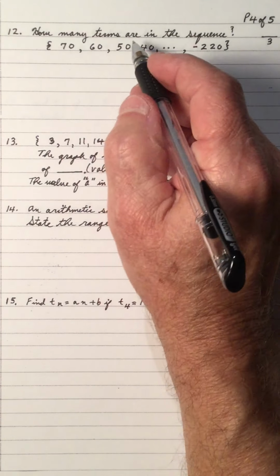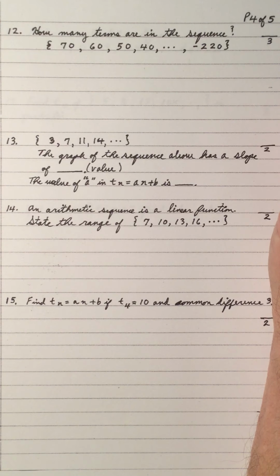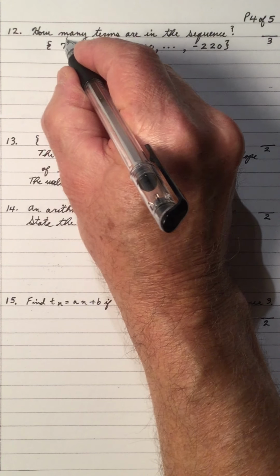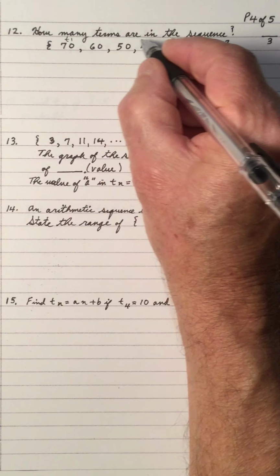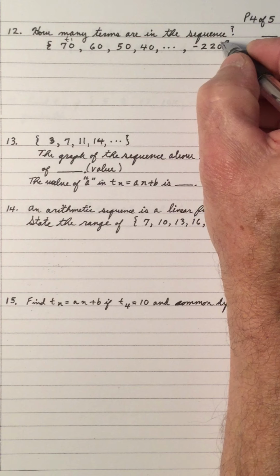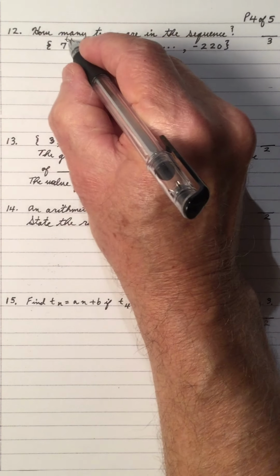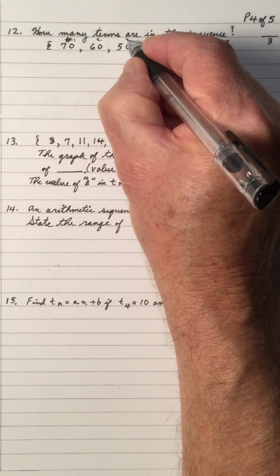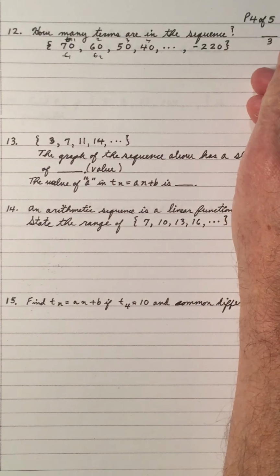Number 12. How many terms are in this sequence? Well, that means we've got to find what this number is. This is T1, the first one. That's the second, third, fourth, and this is way up the line. So how many terms is this going to be? So again, let's put a 1 here, and a 2 here, and that's a 3, and that's a 4. So this is T1, T2, etc.